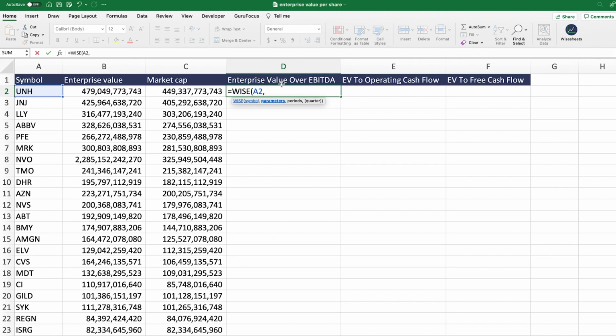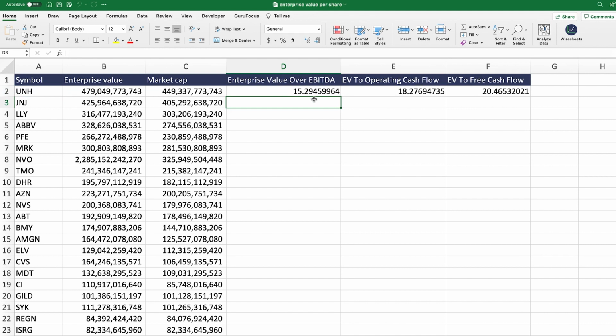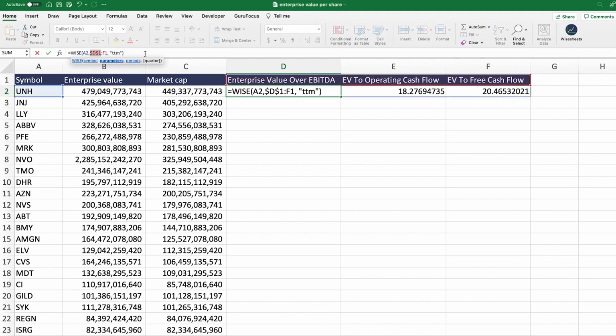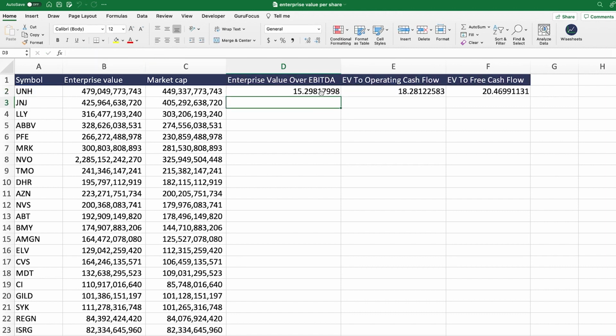So we have the enterprise value over EBITDA, the EV, which is the enterprise value, to operating cash flow, and then here to free cash flow. So we're gonna select this data, and now for the periods we're gonna use TTM again. So this is the latest data. We're gonna click enter, and now all we need to do is make sure to lock in the proper cells so that we have those cells and get that data for all the different companies. And now what I'm gonna do is format this properly, and there we go.